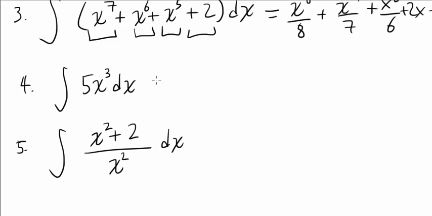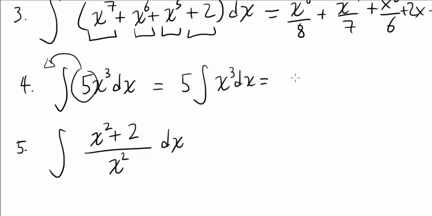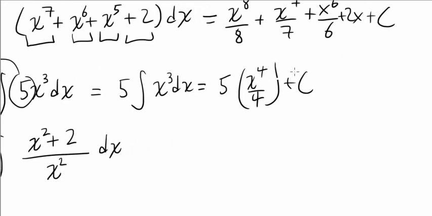Next one, 5x cubed dx. Remember, you can always get the constant outside, so that's the same thing as 5 times integral of x cubed dx, which is 5 times x to the 4th over 4, and the entire thing always ends with plus c. So the answer is 5x to the 4th over 4 plus c.